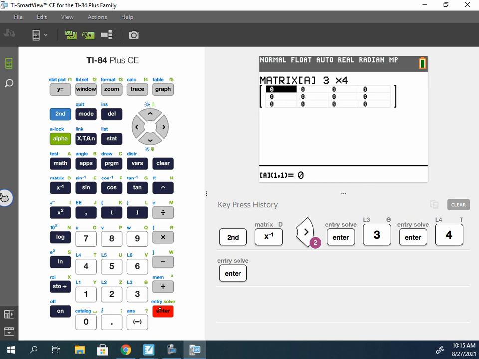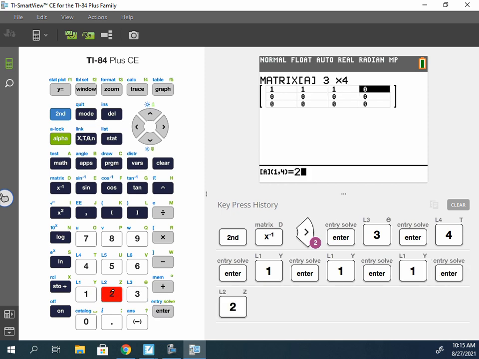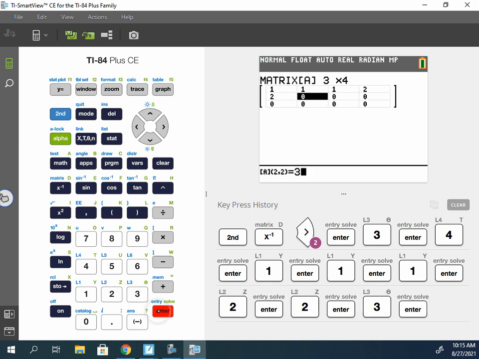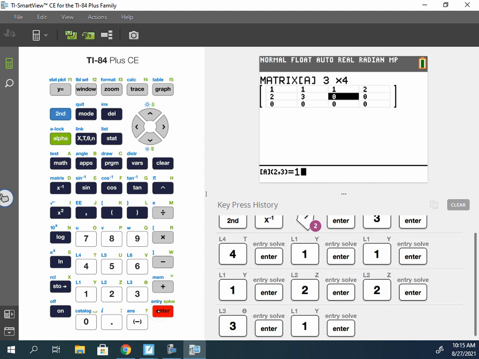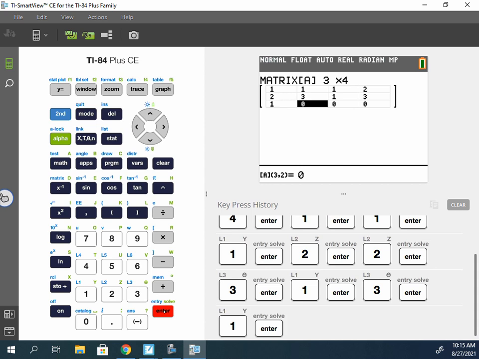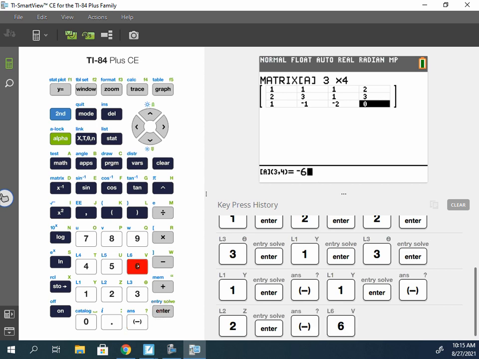Now as you type this in, you can go on and hit enter after each number, and it'll move over to the next one. So we can say 1, enter, 1, enter, 1, enter, 2, enter. And that gives us the first one. Then we have 2, enter, 3, enter, 1, enter, 3, enter. 1, enter, negative 1, enter, negative 2, enter, negative 6.